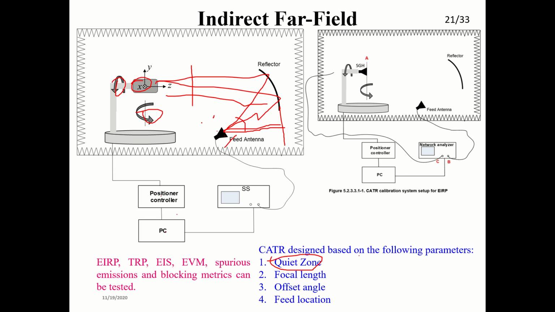Next is calibration. As I mentioned before, calibration will have to be done. Same thing, instead of connecting to the system simulator, you will connect to the network analyzer, and connect it directly to the antennas instead of the positioner. Once both are connected, you measure the S21, then you can calculate the path loss in this path.